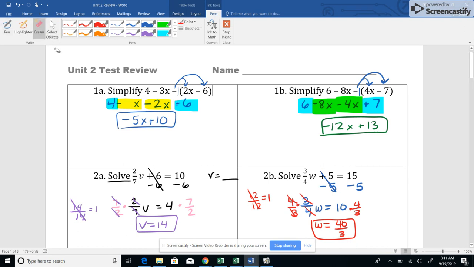Oh, I don't need to do that. Just scroll down.